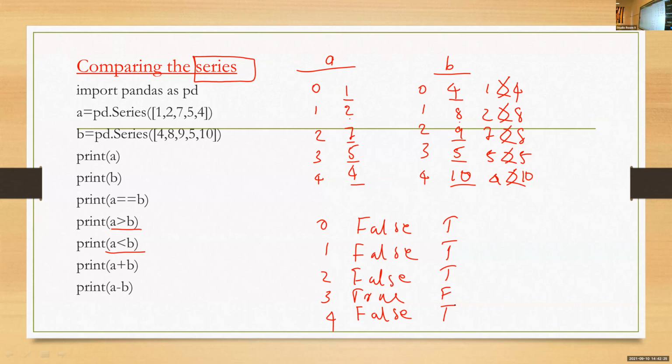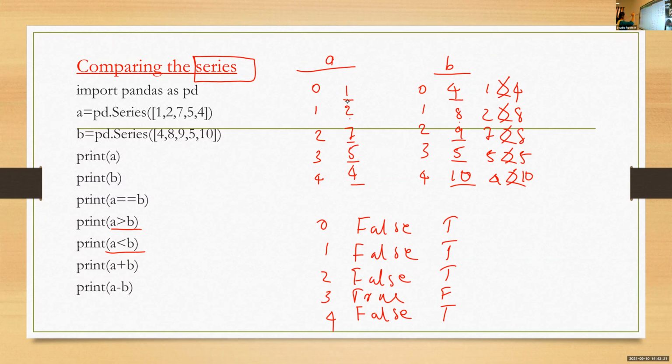Basil, read the result of A minus B. Ashish, read the result of A minus B. Minus 3, minus 6, minus 2, 0. Okay, minus 6. Correct, Ashish. So it is 1 minus 4, 2 minus 8, 7 minus 9, 5 minus 5, and 4 minus 10.